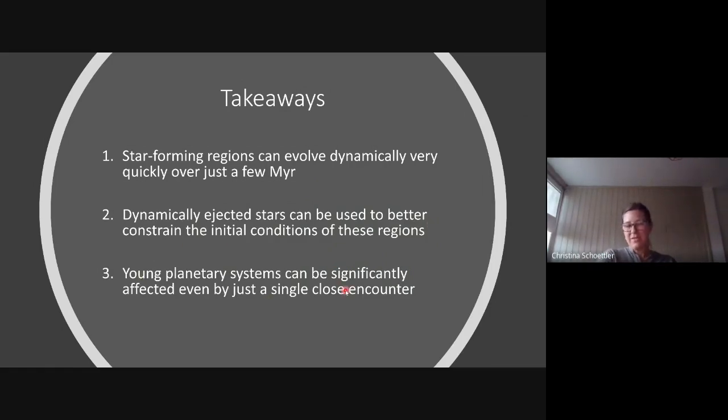And that young planetary systems can be significantly affected even by just a single close encounter. But one of the things I've learned is that it takes a while. So patience is really important when you have flybys or try to see what happens to a planetary system. And this brings me to the end.